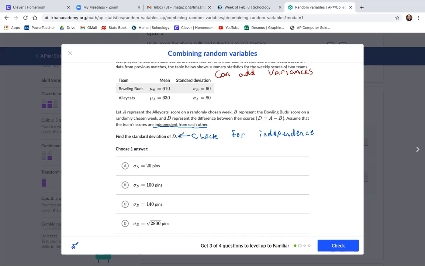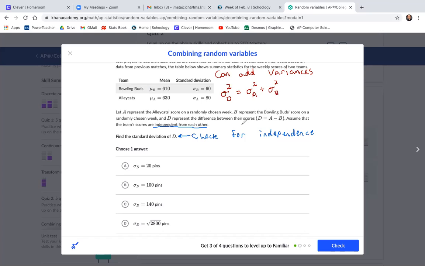Oh yeah, so we already determined that these variables were independent, which means we can add their variances. Remember, it's subtracting, but it doesn't matter. I'm combining variables. More variables means more variation. So I'm still going to add the variances. So the variance for D, the difference, is going to be equal to the variance for random variable A plus the variance for random variable B.